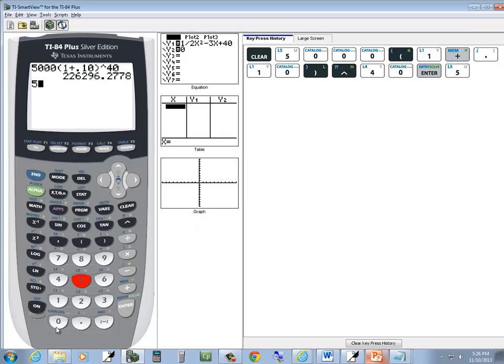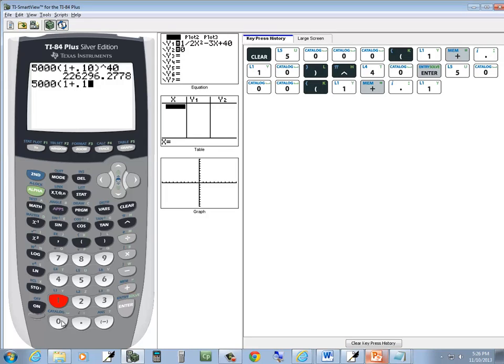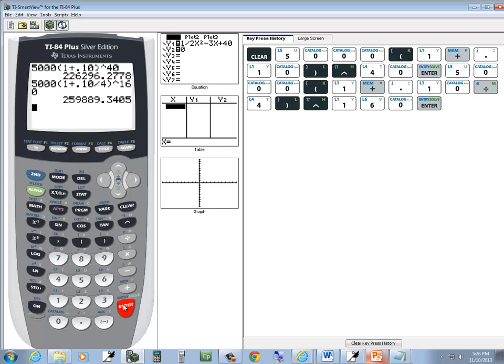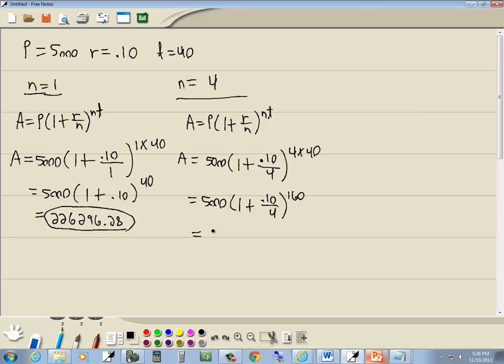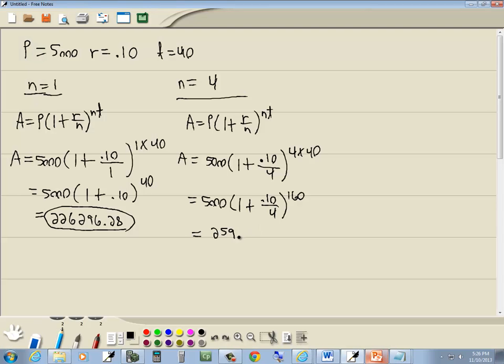So I got 5,000, beginning parentheses, 1 plus 0.10 divided by 4, close parentheses, caret 160. Enter. And we get 259,889 and 34 cents.